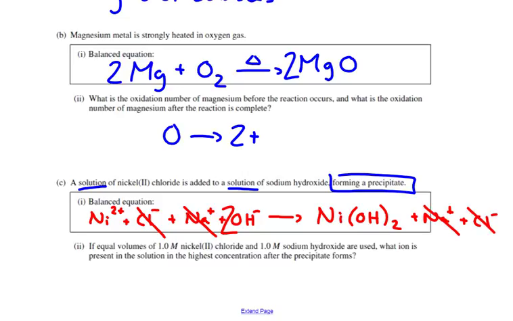So suggestion, and I see this every year in some sort of problem, it'll say, write the net ionic equation of the precipitation reaction. Whatever the precipitate is, write the ions that are made from it. You still got to balance it. Final quick question. It says, if equal volumes of the 1.0 molar nickel chloride and the 1.0 molar sodium hydroxide are used, what ion is present in the solution in the highest concentration after the precipitate forms? After the precipitate forms.